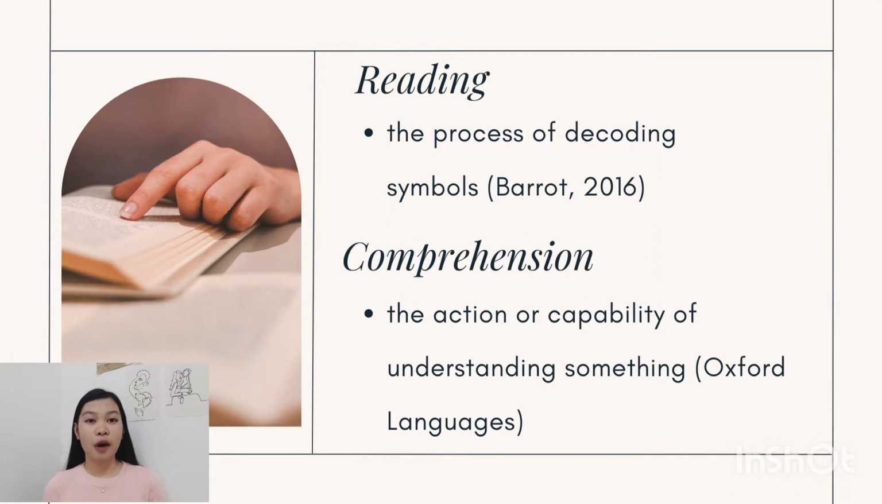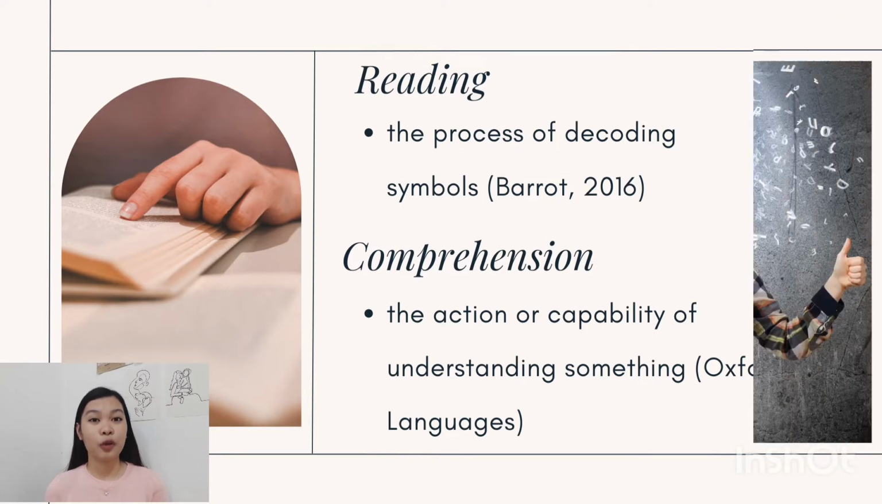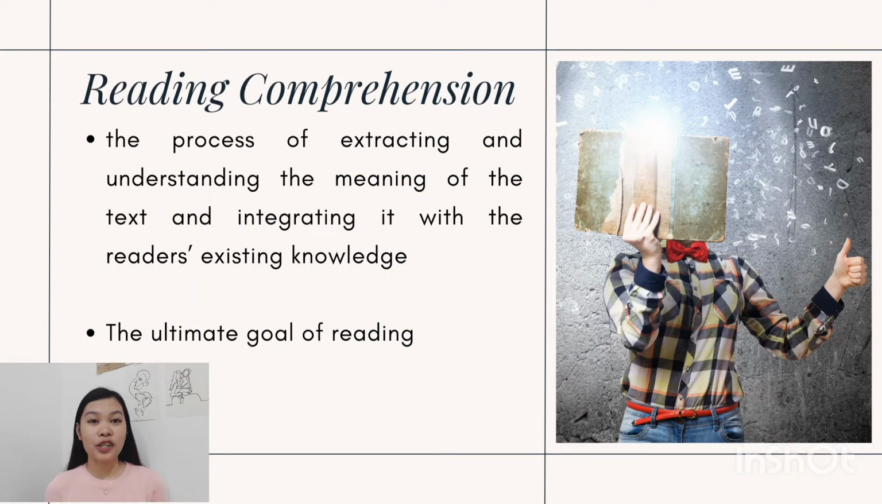Again, reading is the process of decoding written symbols. That is according to Jesse Barrett. The word comprehension, on the other hand, is defined by Oxford Languages as the action or capability of understanding something. To put the words together, reading comprehension is now the process of extracting and understanding the meaning of the text and integrating it with what the reader already knows. So basically, it is the ultimate goal of reading.